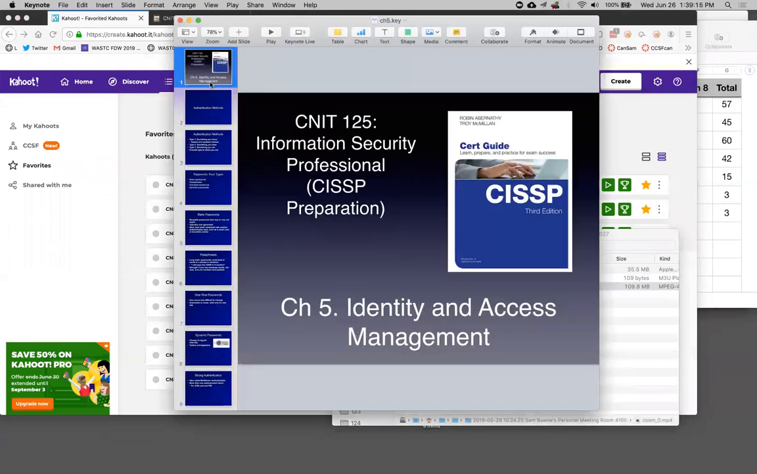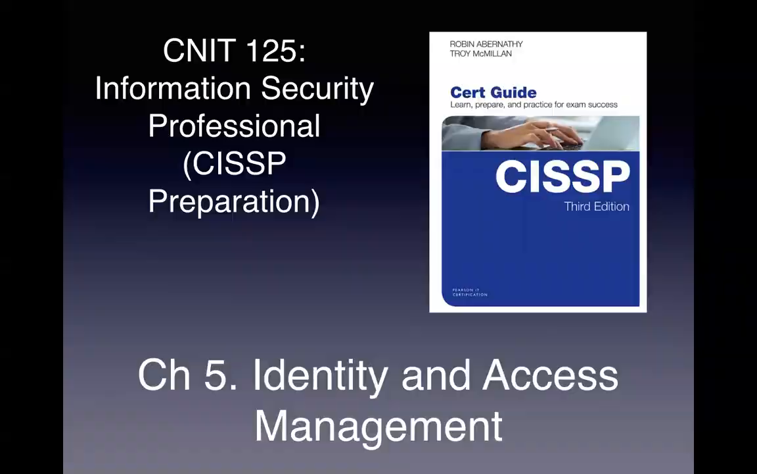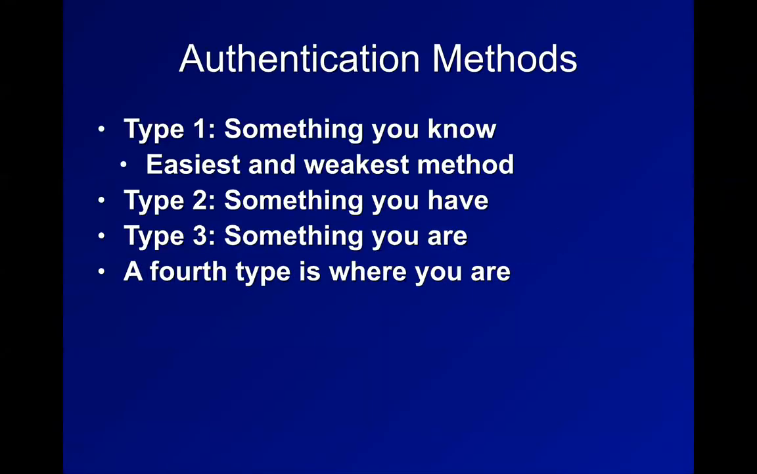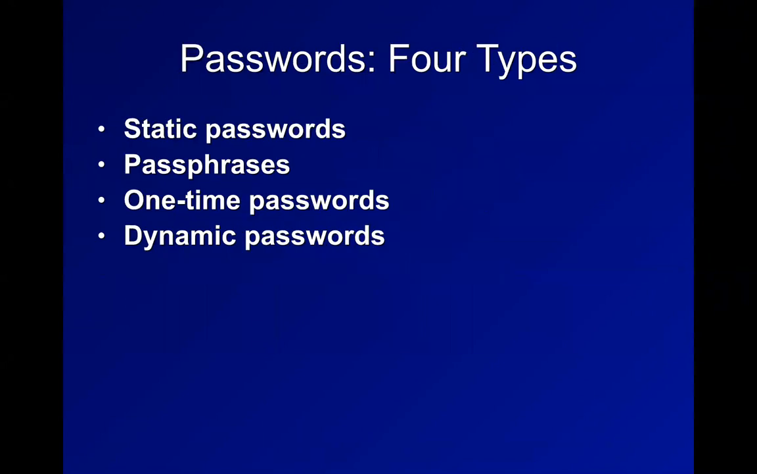So this is identity and access management. We'll talk about authentication methods, ways to make sure you know who someone is. The simplest and cheapest and most common is something you know, a password. It is not the best by any means, but it is the cheapest to implement, so it's the most common. Something you have, like a card you carry around, or something you are, like a fingerprint. And there's a fourth type, which is location. But the first three are the main ones.